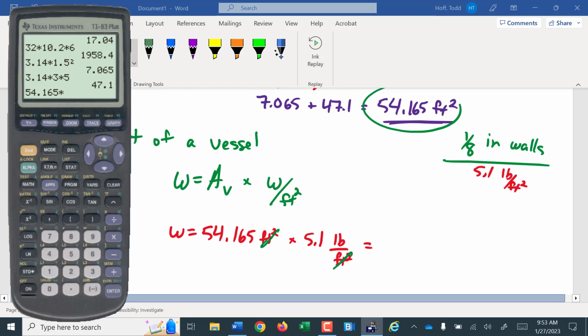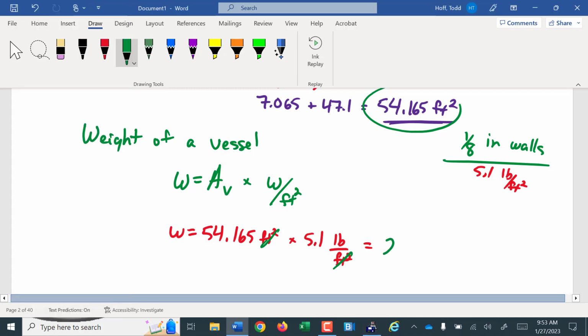54.165 times 5.1 is 276.24. We'd usually round to 1 or 2 decimal places. So about 276.25 pounds is the weight of that container.